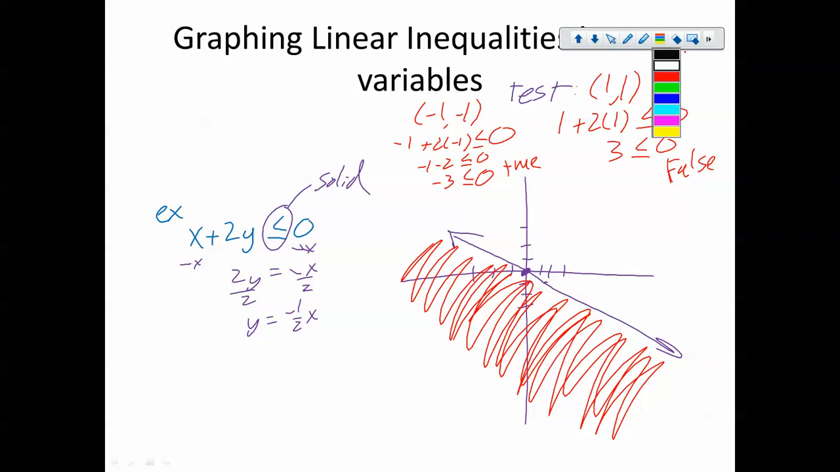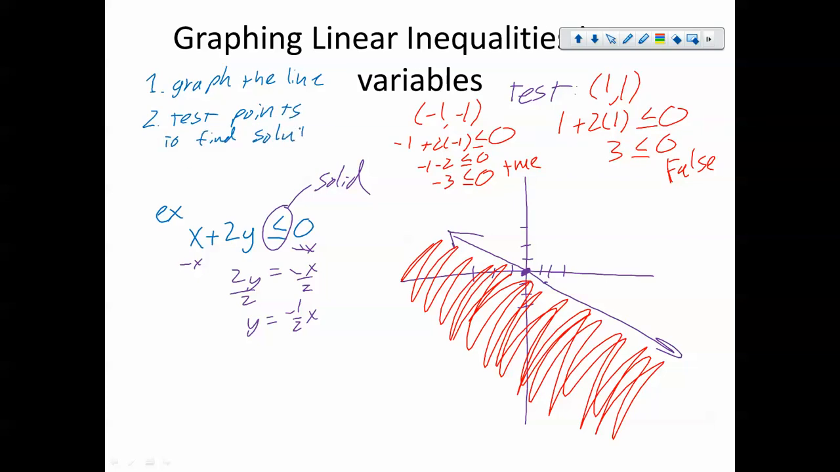So quick summary. Graph the line, and then test points to find solutions. And again, remember, a solution makes a true statement.